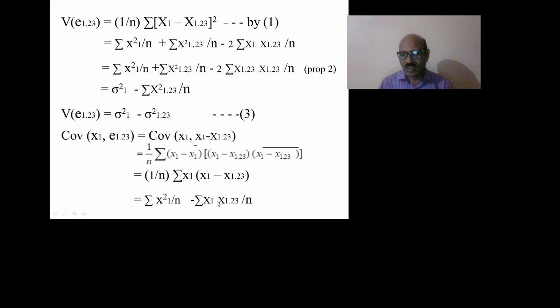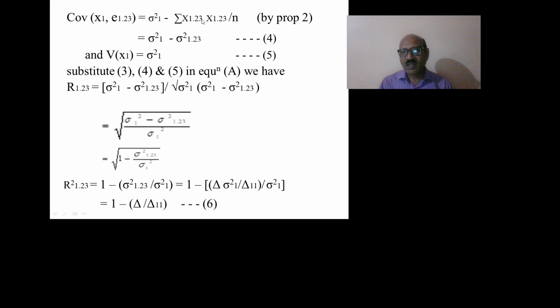So that is the next term, that is sigma 1. The first term gives sigma 1, and by using the property I have written this, this will be x1.23 square. Because its mean is 0, you are getting the variance of the residual as this, which gives expression number 4 for covariance of x1 and E1.23 as sigma 1 square minus sigma 1.23 square. Again the last term is the variance of x1, that is sigma 1 square as we know. So that is the fifth one.